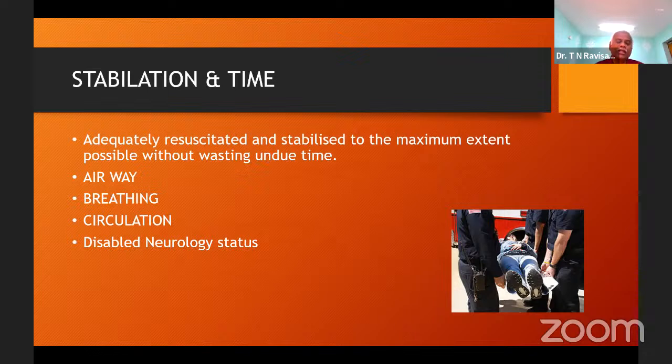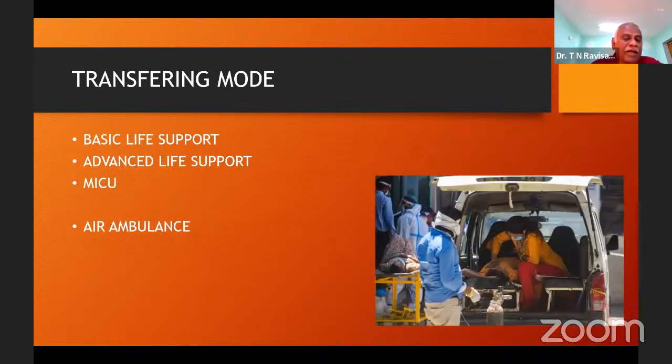If it is going to be a neurological patient with a neck injury or a stroke or whatever it is, try to assess the neurological status in the 2-3 minutes that is available to you. Note it down and transfer the information. Transferring of the information is very, very important in every situation.